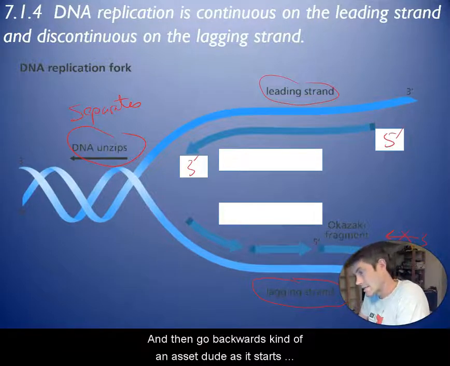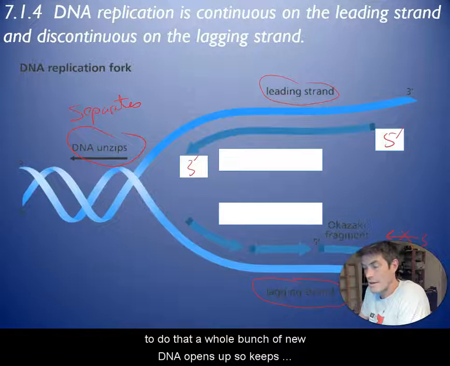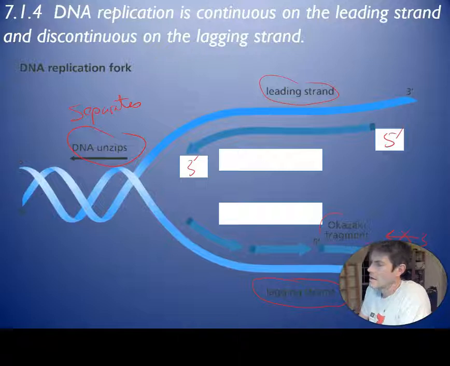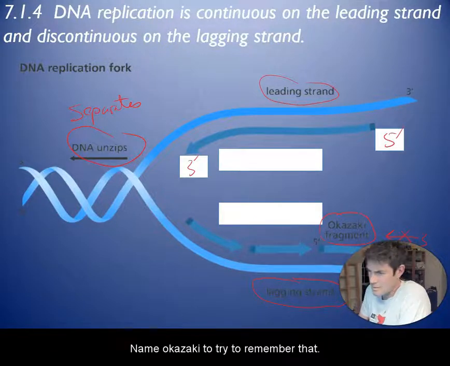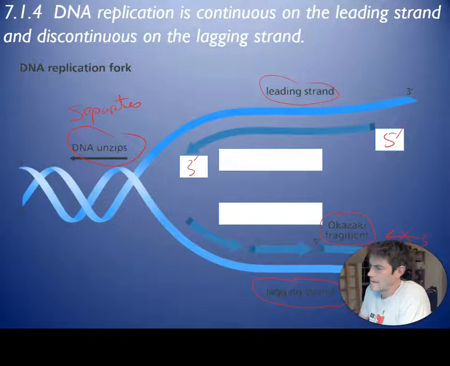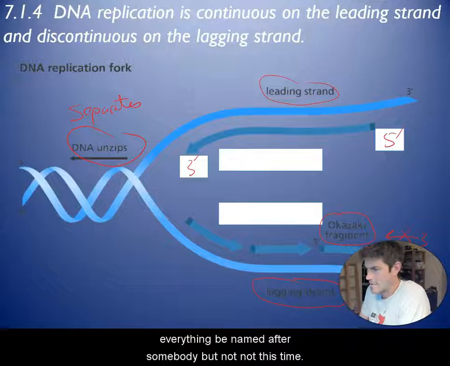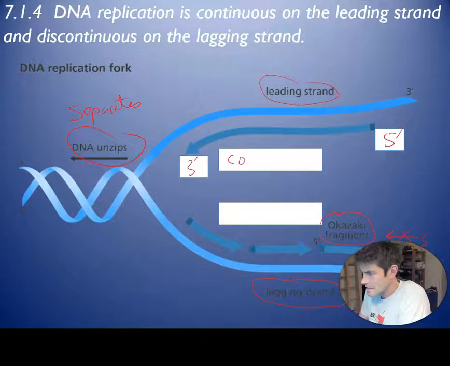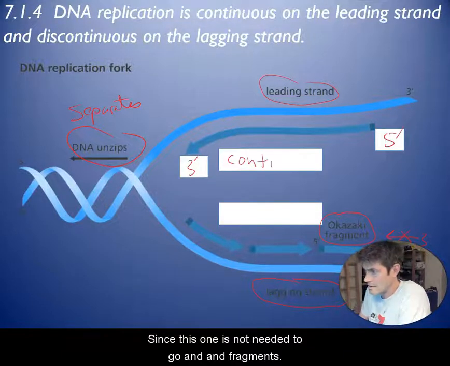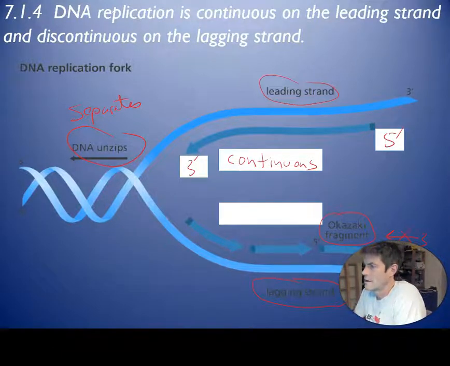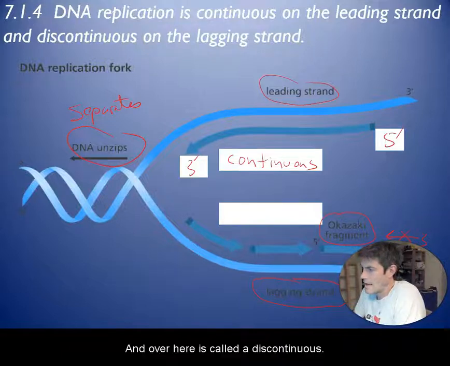And as it starts to do that, a whole bunch of new DNA opens up, so it keeps having to make new fragments. And you got to remember this name, Okazaki. So try to remember that. That's important. In science they try to get away from having everything be named after somebody, but not this time. Since this one does not need to go in fragments, it's called the continuous strand. And over here is called the discontinuous.